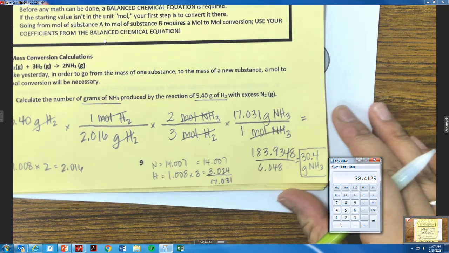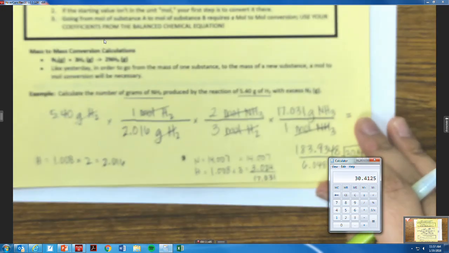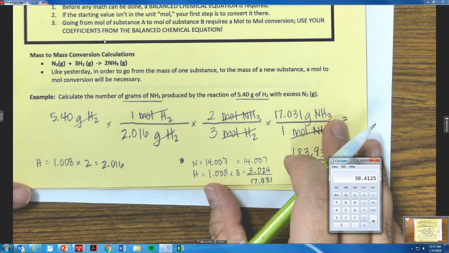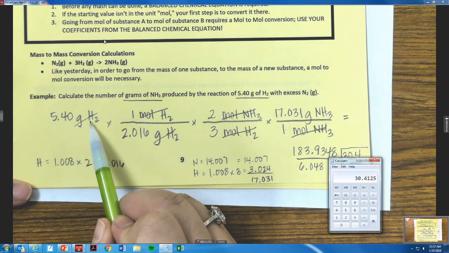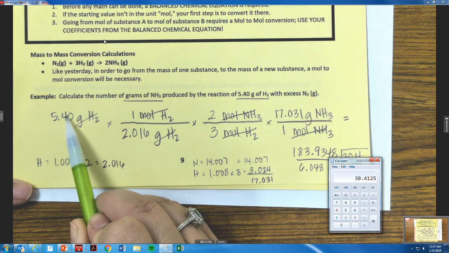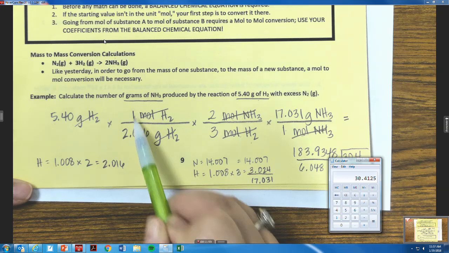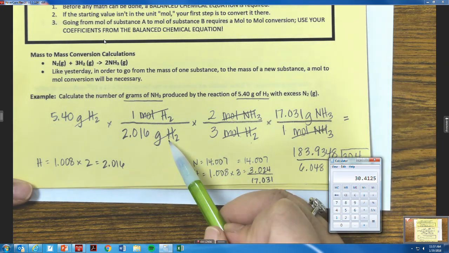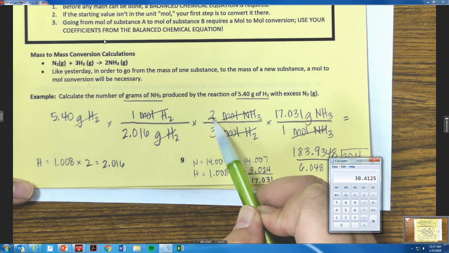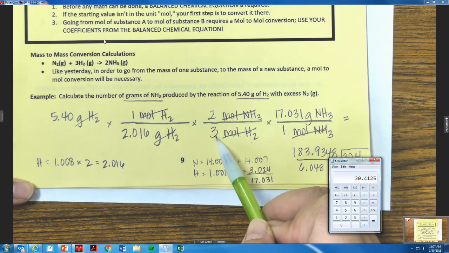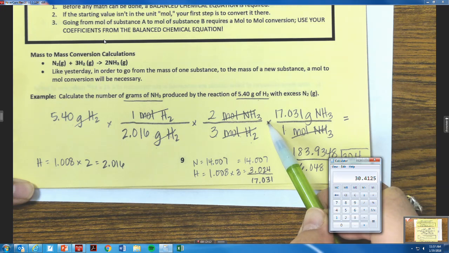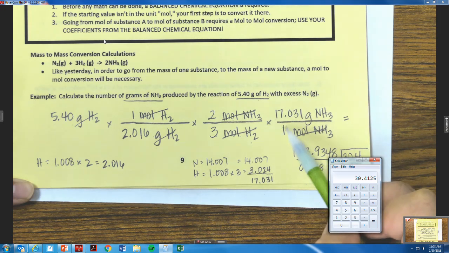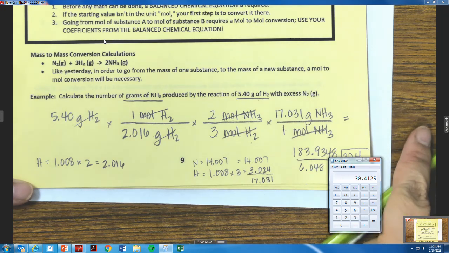Another way of calculating, I actually like to do it one at a time, and I go in kind of a zigzag pattern. So it's always going to be 5.4 times 1 divided by 2.016. Then I push enter, then times that by 2, then divide by 3. Then I'm going to multiply by 17.031, then divide by 1. But since it's just a 1, I don't necessarily have to divide.